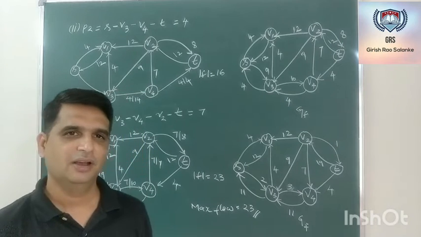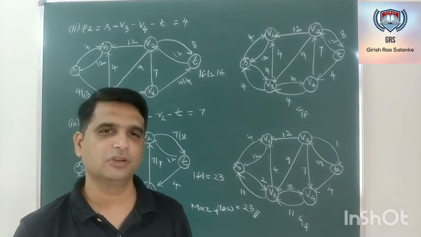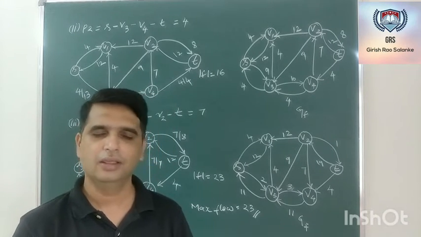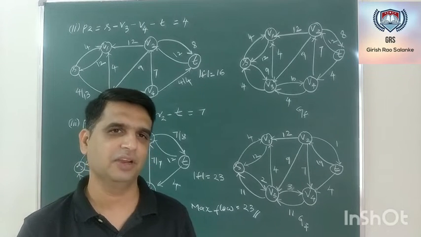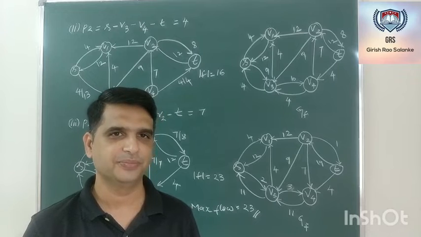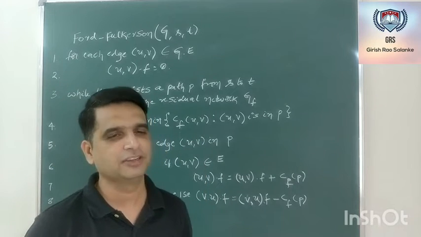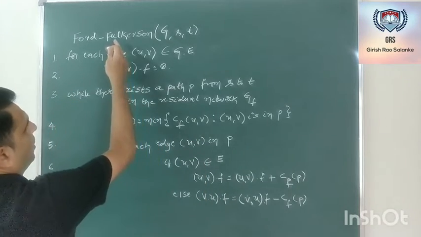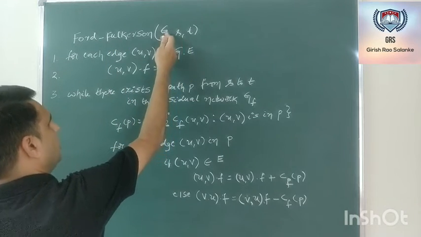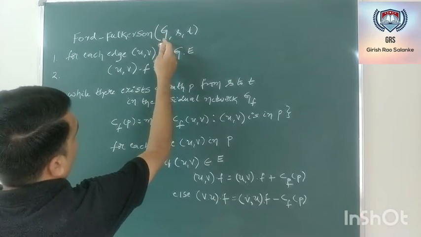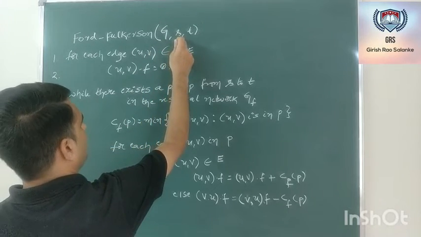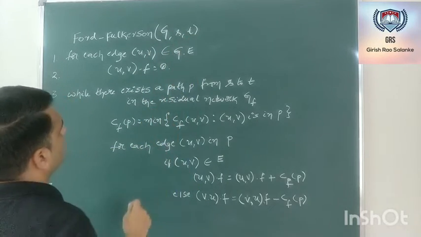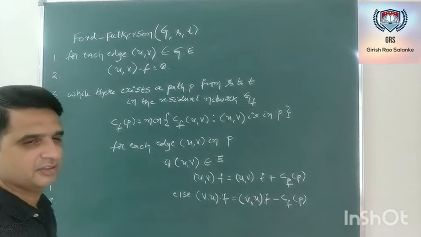This was about the tracing of the Ford Fulkerson algorithm. Now we will go for the elaborated Ford Fulkerson algorithm, and we'll see what is the time complexity of the algorithm. This is the full-fledged Ford Fulkerson algorithm. Note that the algorithm has the same 3 inputs: the flow network G, the source denoted with S, and the sink denoted with T.